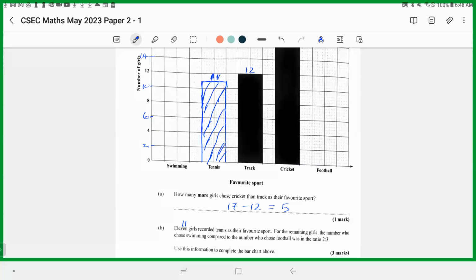I'm putting it on the diagram. The more information you have on the diagram, the better. That's 11. My pen is not working so well, guys. So to be right, this is 11.